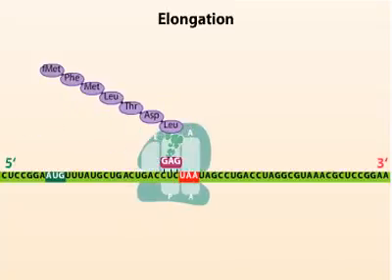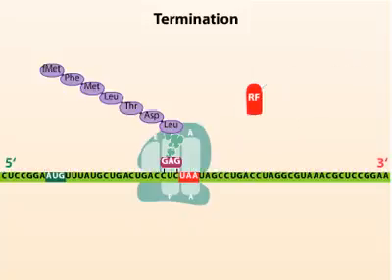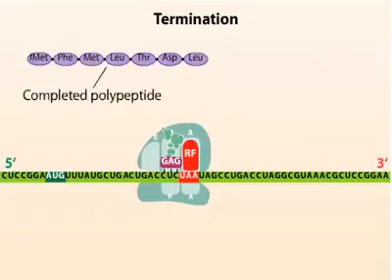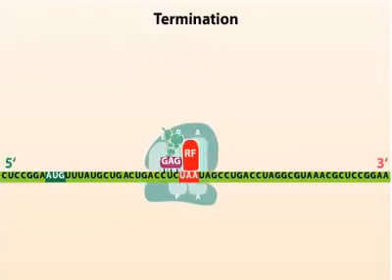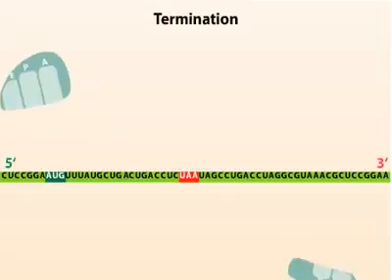The last stage of translation, called termination, takes place when the ribosome reaches a termination codon. Release factors bind to the termination codon, causing the release of the polypeptide chain. The ribosome then translocates one last time. The tRNA and release factors exit the ribosome, and then the ribosome dissociates. Remember that several accessory proteins not shown here also participate in translation.